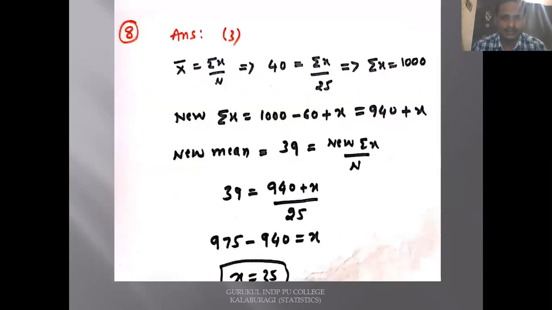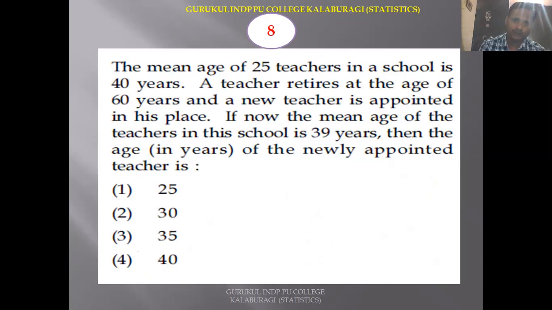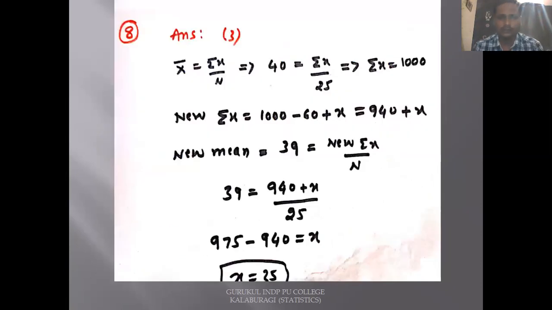So x bar is given, that is 40, equal to summation of x divided by 25, the number of teachers in the school. The number of teachers will remain the same because one teacher is going and another is coming in that place. So n will be 25. So 40 equals summation of x divided by 25. So summation of x is 1000 when the 60-year teacher is present.